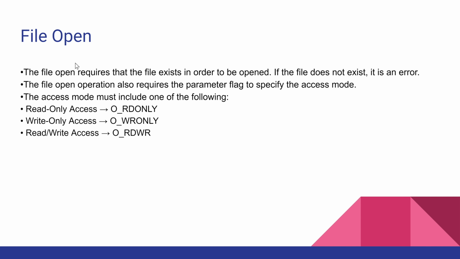File open. File open requires the file to exist in order to be opened. If the file does not exist, it is an error. A file operation must also require a parameter flag to specify the access mode. The access mode must include one of the following: read only access, O_RDONLY; write only access, O_WRONLY; read write access, O_RDWR.